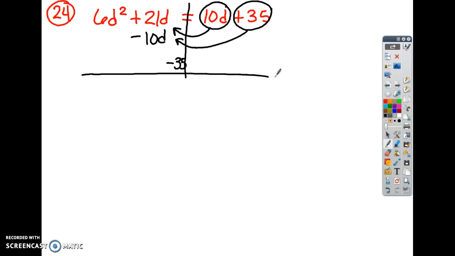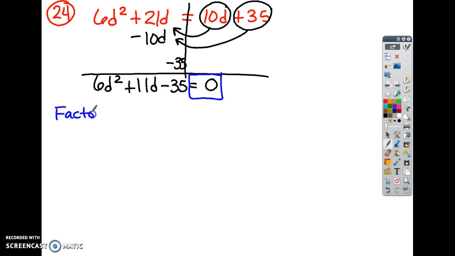So bring everything down. You have 6d squared. 21d minus 10d gives you a positive 11d. And then bring down the -35 equal to 0. That is your new equation, and that's what you need to factor. Okay? You always need to have this equal to 0 at the end. So go ahead and factor. And then find the solutions.